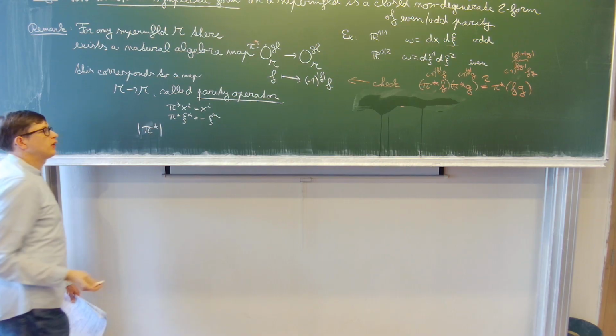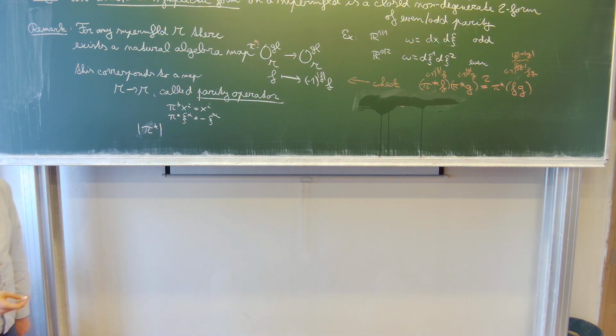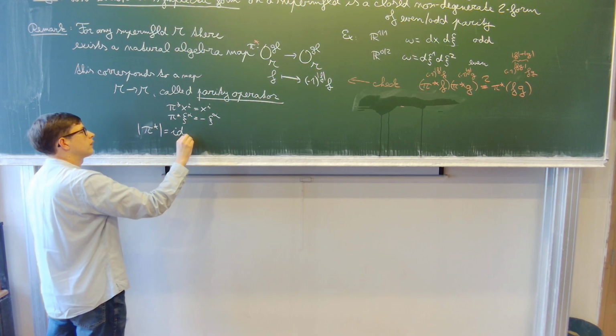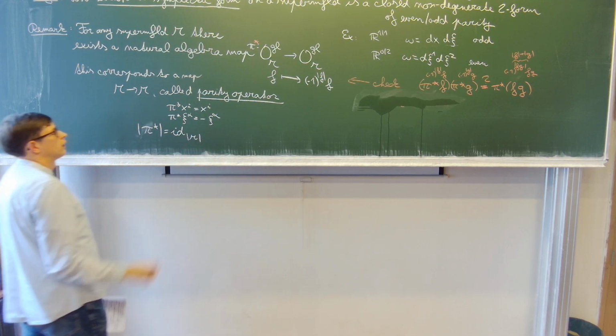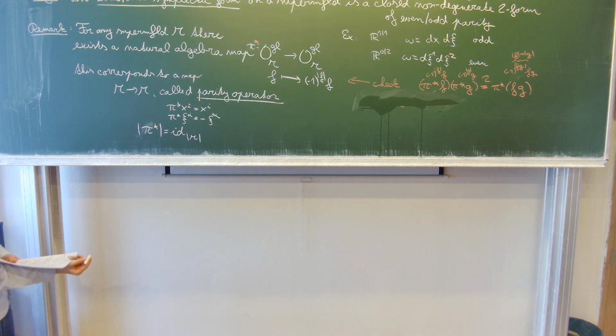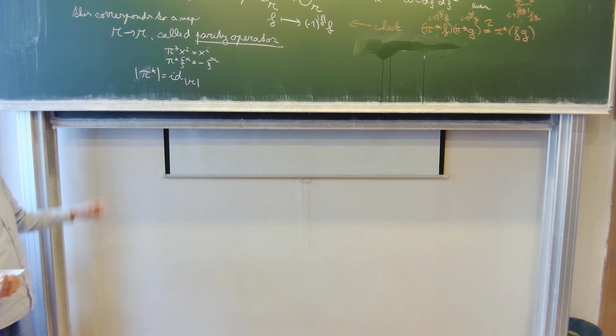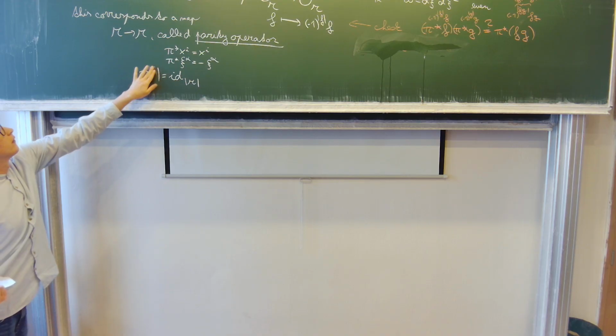Now, like a control question, what is the underlying map of manifolds for this guy? It's the identity on M, on the body of the manifold.